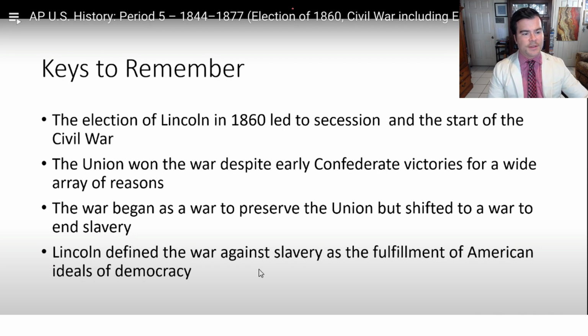Key points to remember, guys. So, the election of 1860 led to the secession and started the Civil War. The Union won the war despite early Confederate victories for a lot of reasons. First, it was just to preserve the Union, but then it shifted to end slavery. Lincoln defined the war against slavery as the fulfillment of American ideals of democracy, right? So, preserving the ideals that formed the nation.